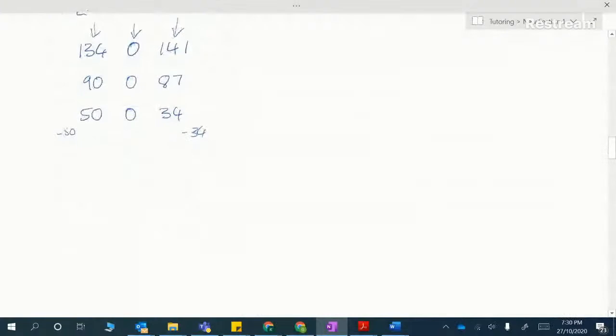Okay, so I'm going to rewrite that. 134 take away 50 is going to be 84. 90 take away 50 is 40. And then 50 take away 50 is 0. My second column is going to stay the same. And then in my third column, I'm taking away 34 from everything. So 141 take away 34 is 107.